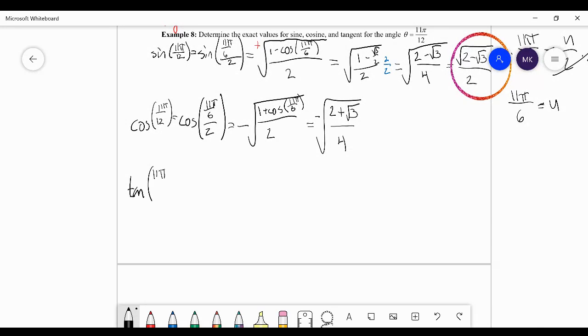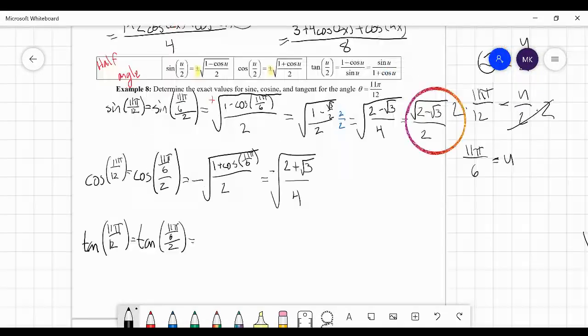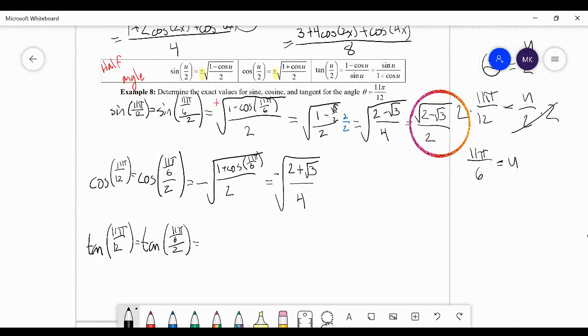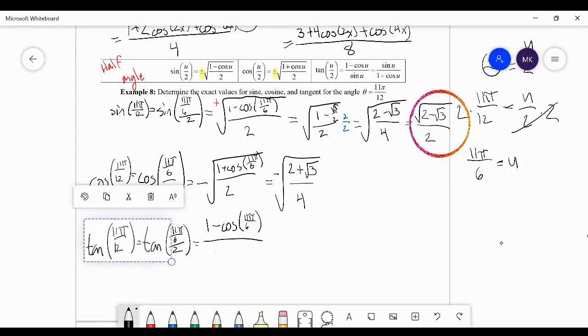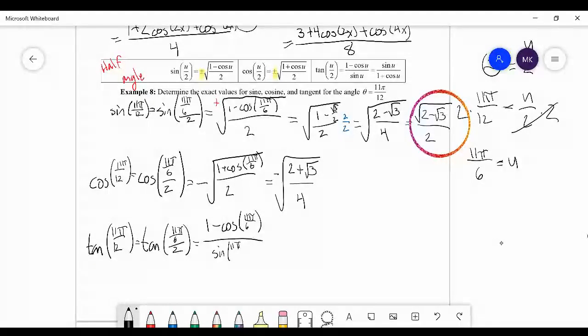Tangent 11 pi over 12. Tangent of 11 pi over 6 over 2. Using that, which one do we want to use? Doesn't really matter. Let's just use the first one. 1 minus cosine of 11 pi over 6 all over sine of 11 pi over 6. 1 minus. So cosine of 11 pi over 6, as we know, is root 3 over 2. Sine of 11 pi over 6 is negative 1/2.